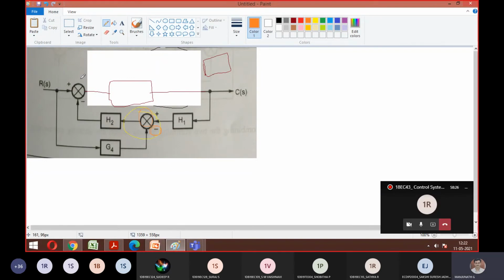Yes, sir. So that means I should multiply -1 for this G4, correct? So now I will replicate this diagram. See, whatever is there for R, and this category I'm tracing is this part. So what I told is I asked you to split it, because this summing point is there for H2. So we are separating the paths here.